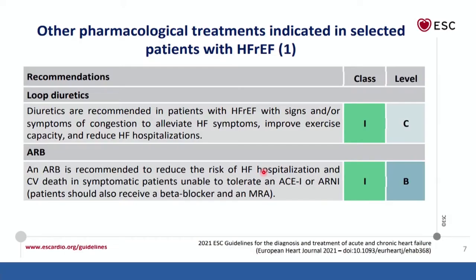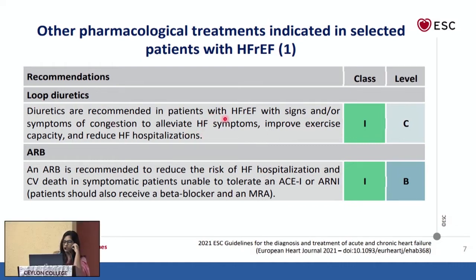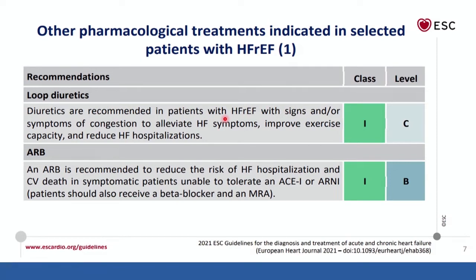And when it comes to the other drugs, now these are the loop diuretics. These diuretics are recommended in patients with heart failure with reduced ejection fraction with signs and symptoms of congestion. This is to alleviate the heart failure symptoms, to improve exercise capacity, and to reduce heart failure hospitalizations. And there is no mortality benefit from the loop diuretics.